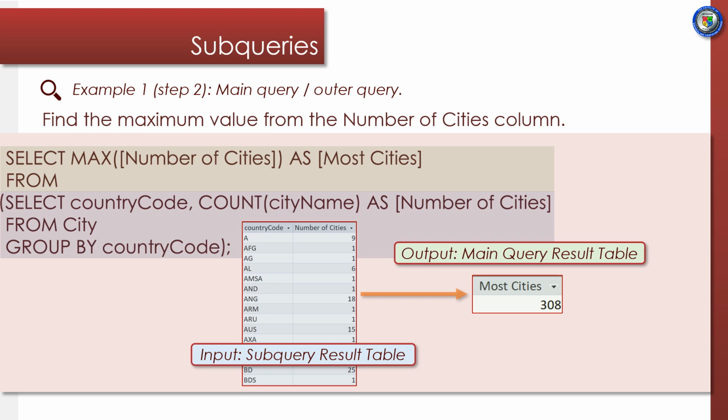Again, the process we have followed is to create a subquery initially, getting each country code and the corresponding number of cities. That is our subquery, and then using our main query, we query our subquery results table to find out the maximum number, which in this case returns a value of 308.